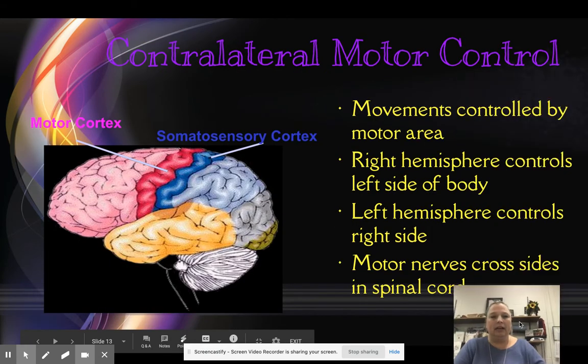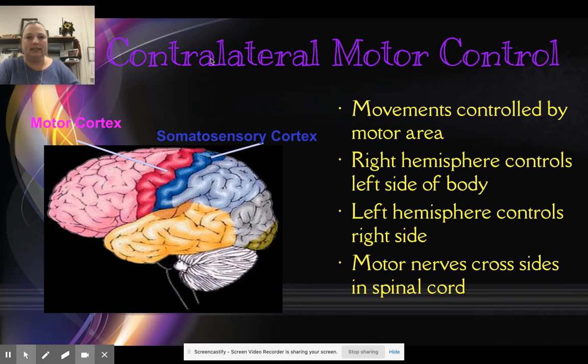Okay, if you look at some of these here, let's take a look. Movements are controlled by the motor area, that's our motor cortex or motor strip. The right hemisphere controls the left side of our body, and the left hemisphere controls our right. And the motor nerves cross sides within our spinal cord. So that's why if you've had a grandparent who had a stroke on the left side of their brain, they might have paralysis on the right side of their body, because it crosses over.